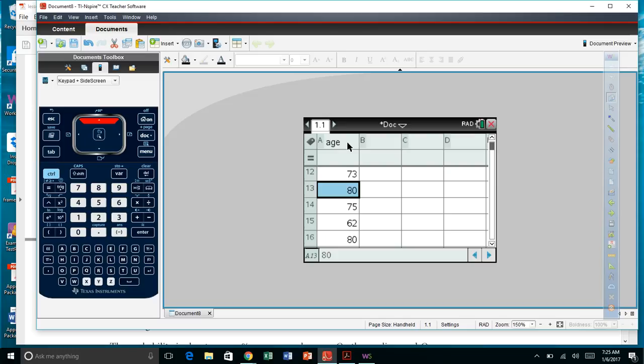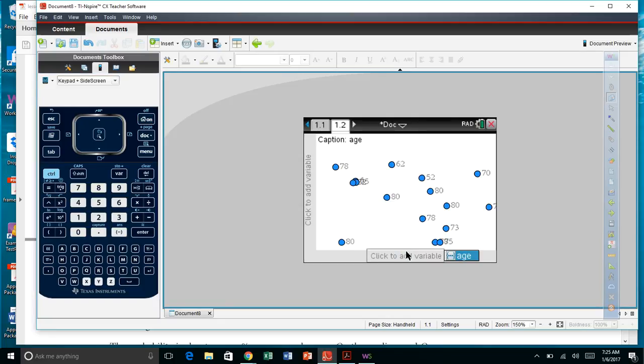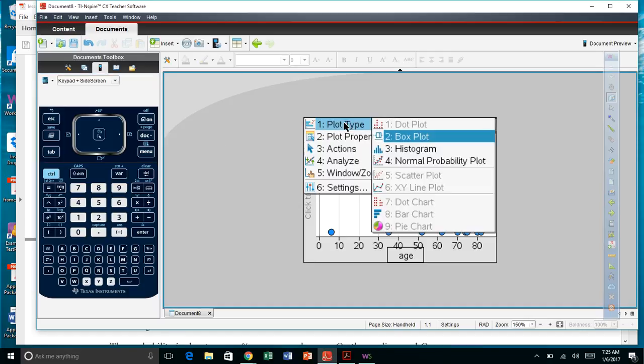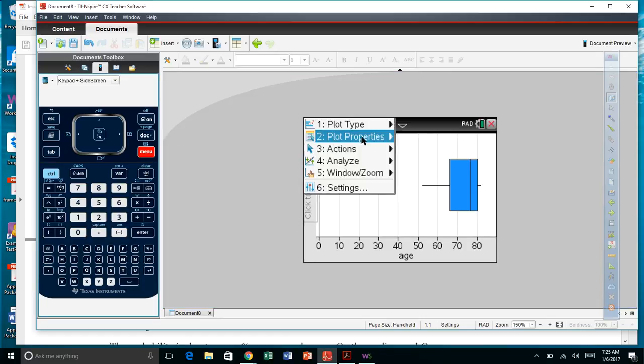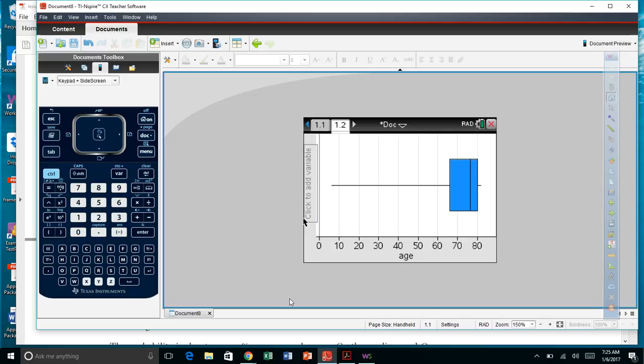All right. So we want to make a box plot. So let's go and we'll hit, age, define it as age. And then we will menu 4, 2, and menu 2, 3. All right, and that makes it look like it. There we go.